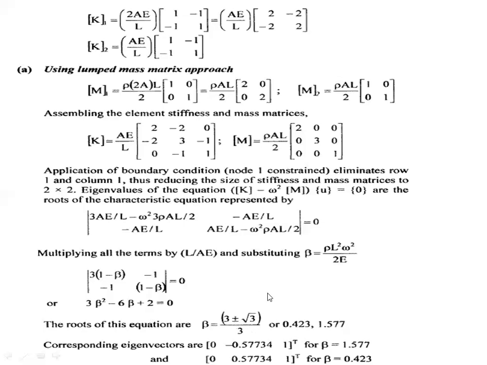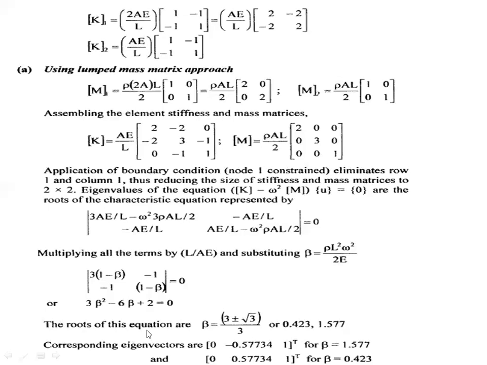From this you will get the values 0.423 and 1.577. These are the beta values you will get. Beta is directly proportional to omega, that is called the natural frequency. So beta is directly proportional to the natural frequency.